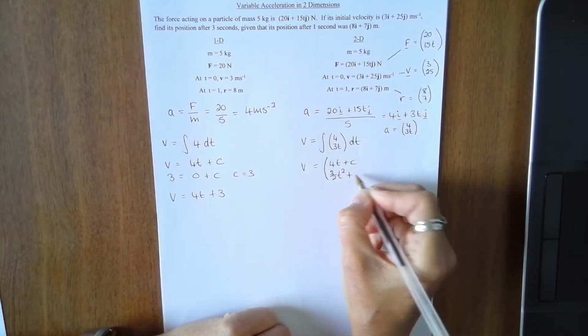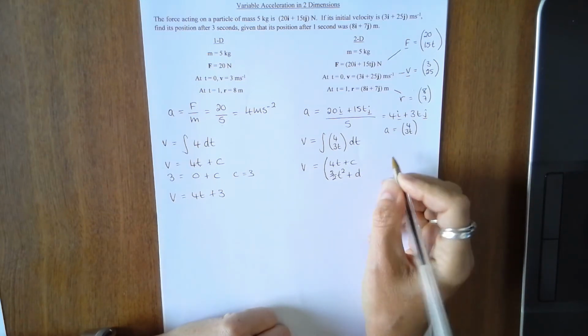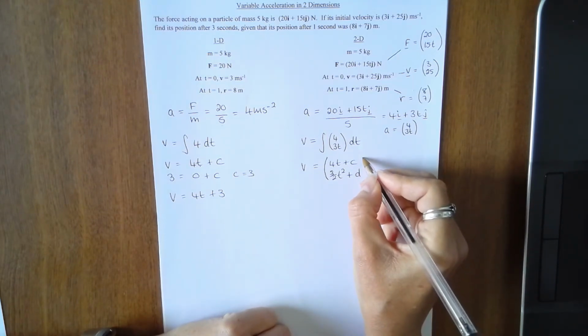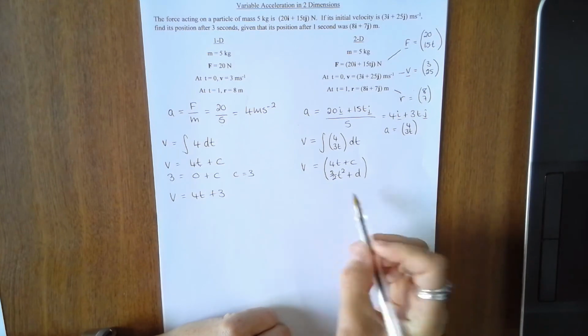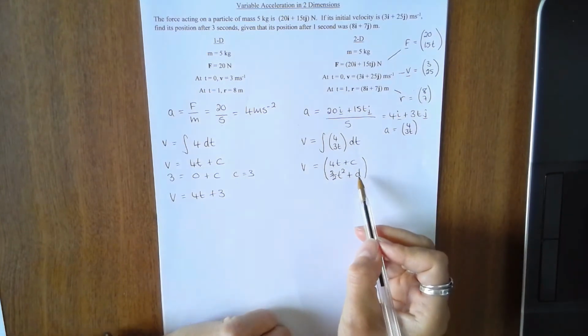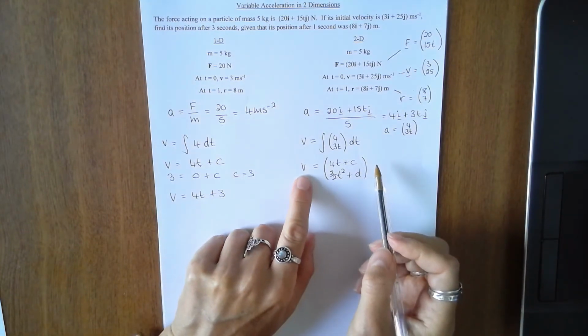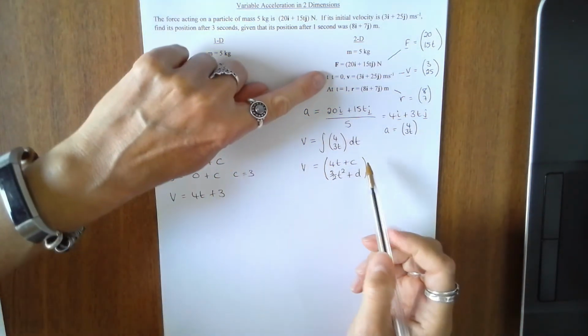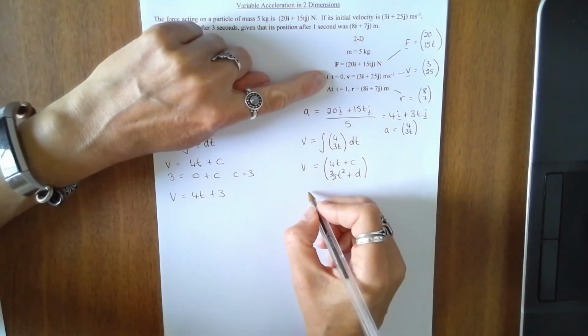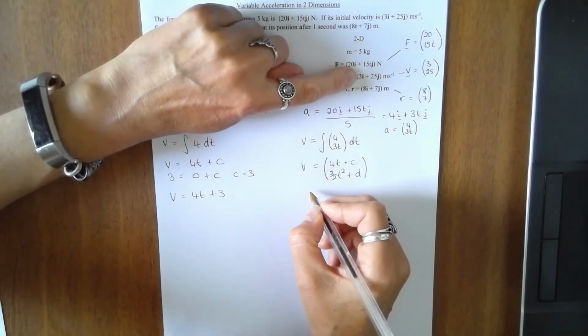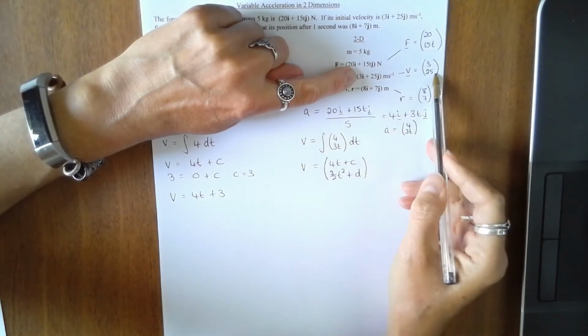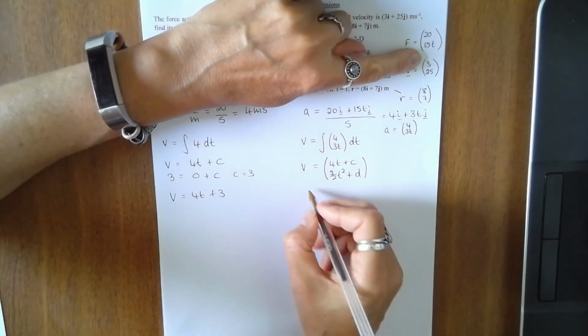And then plus, we need another variable, so we'll use d. And again, in order to find the variables c and d, I need an equation linking v and t, which I have here. So at t equals 0, v equals 3i plus 25j. Now I've got that in a column vector format, which will be more helpful.